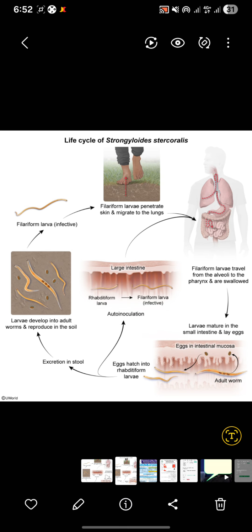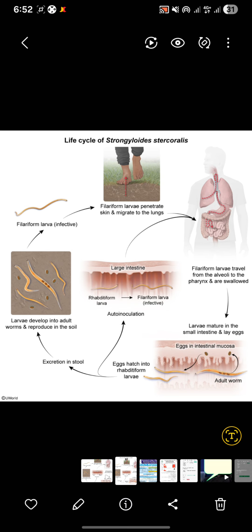Now the patient would present with both the pulmonary symptoms and the gastrointestinal symptoms as it infects these two areas. The patient can present with shortness of breath, wheezing and dyspnea, and it can also present with diarrhea and constipation. So this is the life cycle of Strongyloides stercoralis.